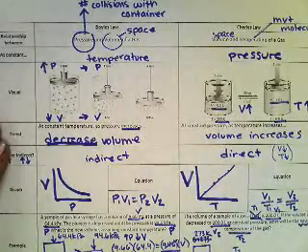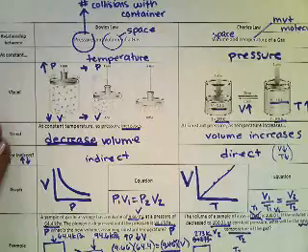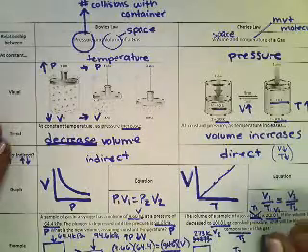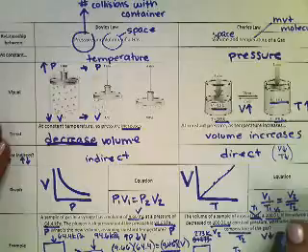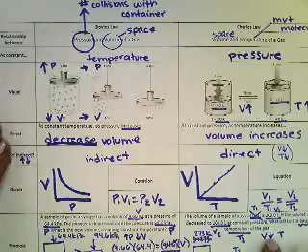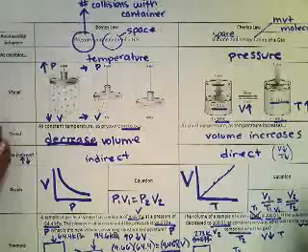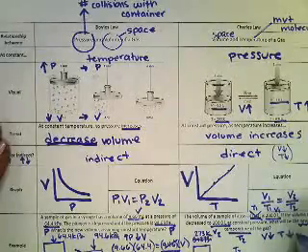Do you think T2 will have increased or will it have decreased? Remember, volume decreased. If something is a direct relationship, that means it's moving in the same direction. So temperature should have decreased.